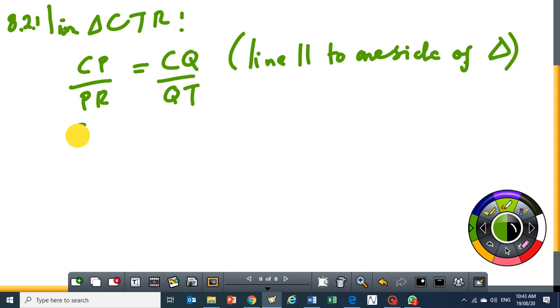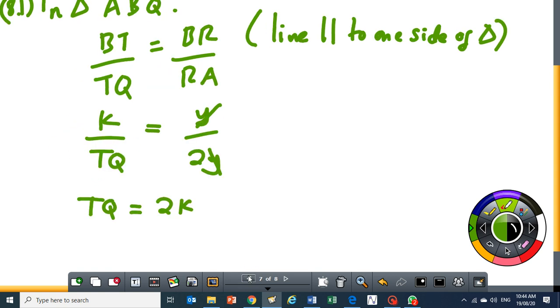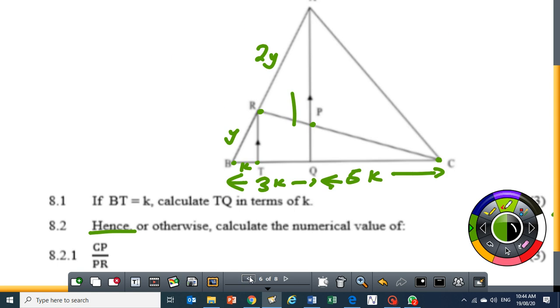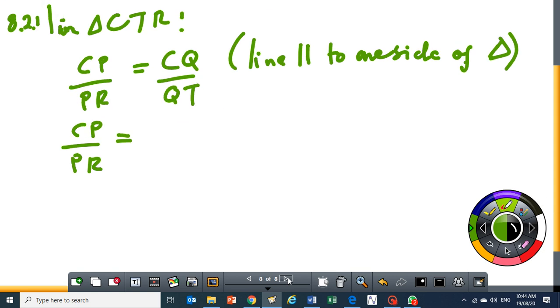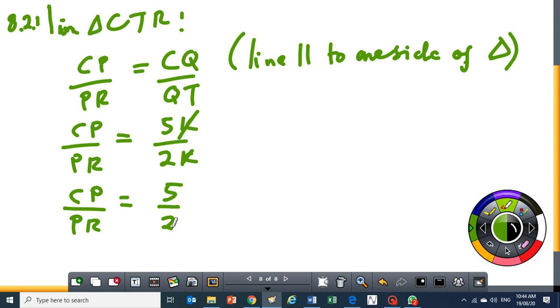Okay, now CP over PR will be equal to... Now, if you go back to the diagram, this CQ is 5K. TQ, we got it as 2K. So it's very easy to be 5K over what? Over 2K. So this becomes 5K over 2K, and those two cancel. So the ratio of CP over PR will be equal to 5 over 2. And then you're done. Right? So it's very straightforward.